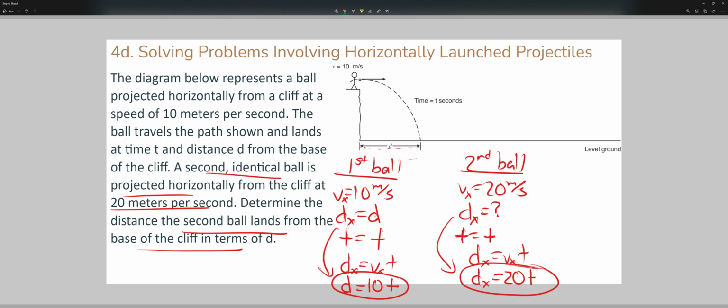One thing you have to realize here is that your second ball travels 2 times further horizontally than your first ball. This is double this. And if 10t is d, then what's 20t equal to? 2d. This is 2 times the original value. And so this is your answer in terms of d. This is your answer right here. Okay?